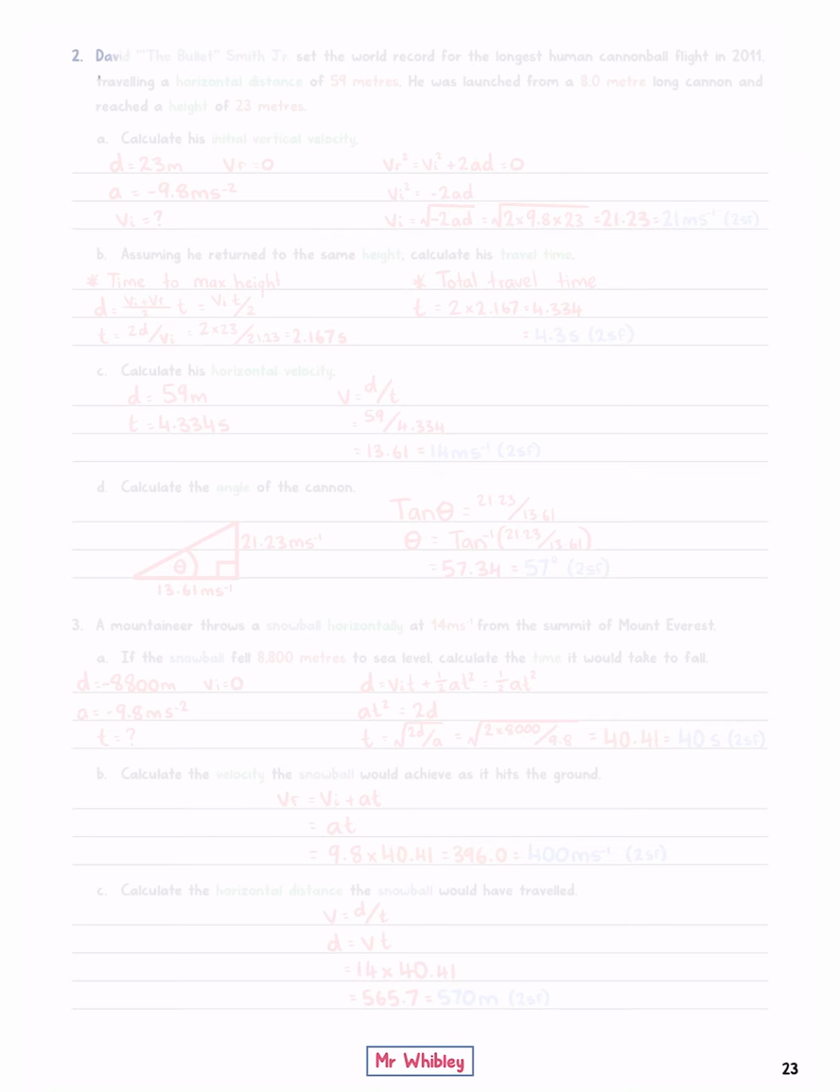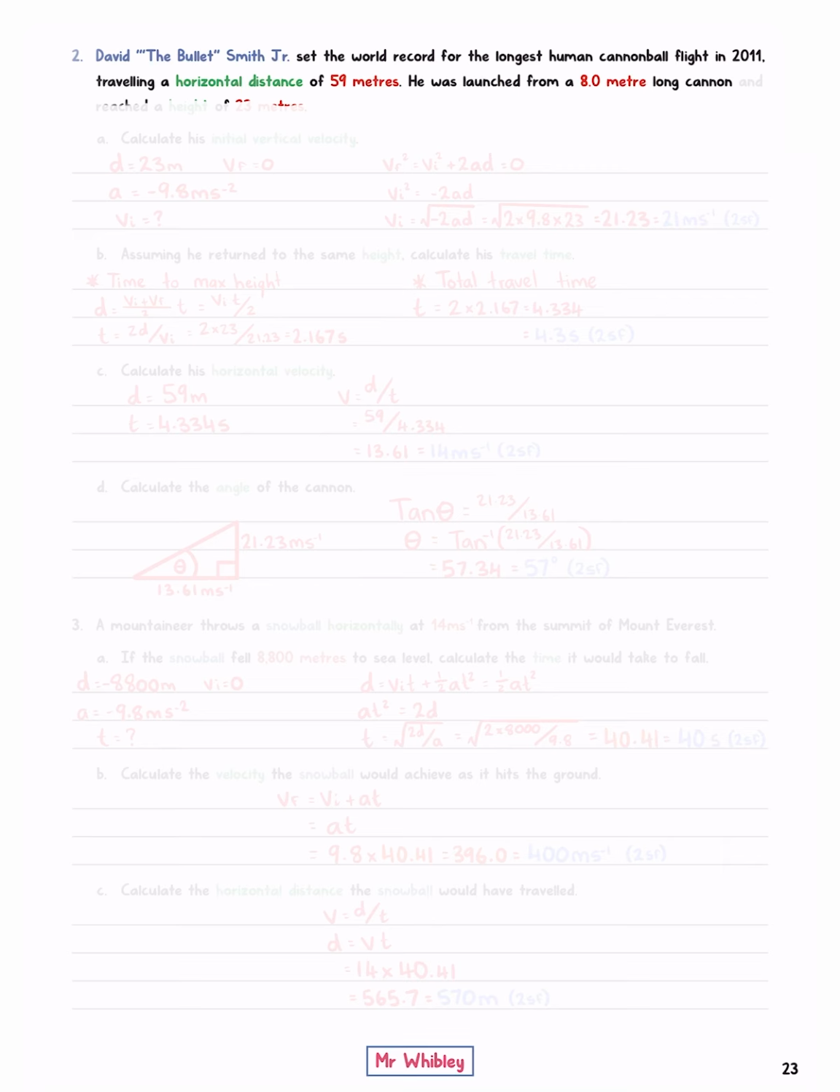Question 2. David the Bullet Smith Jr. set the world record for the longest human cannonball flight in 2011, travelling a horizontal distance of 59 meters. He was launched from an 8-meter long cannon and reached a height of 23 meters. Calculate his initial vertical velocity.